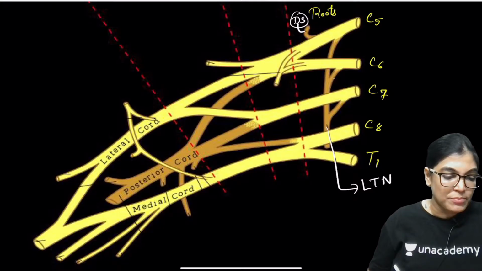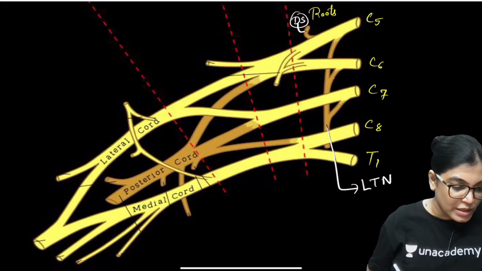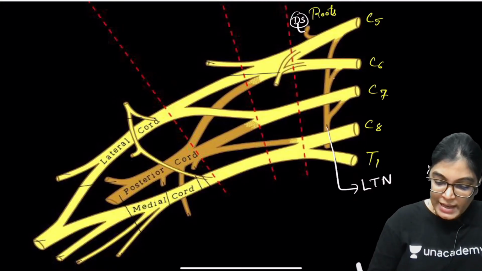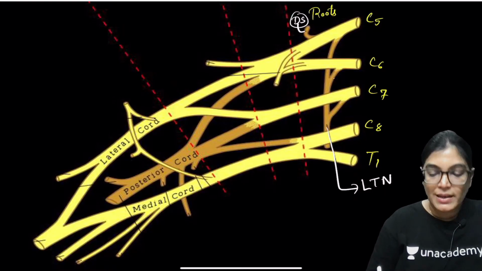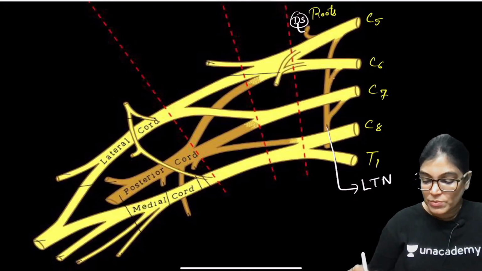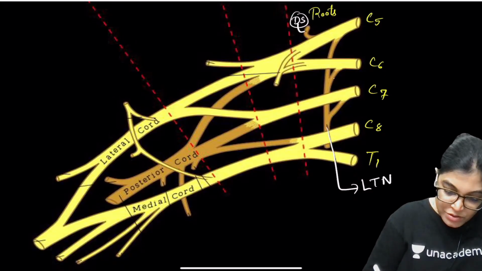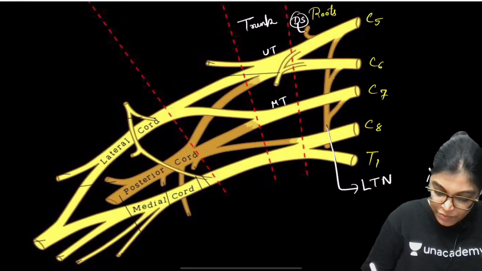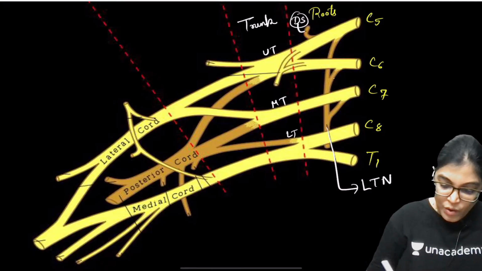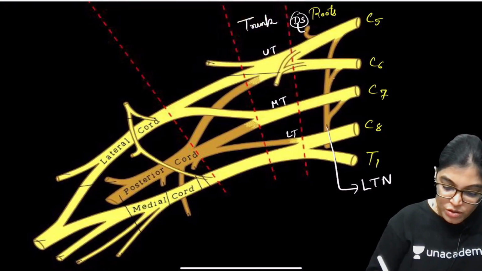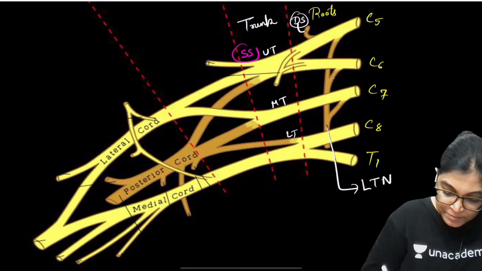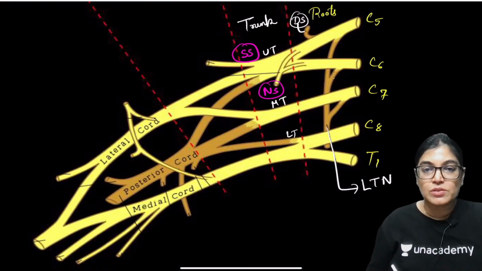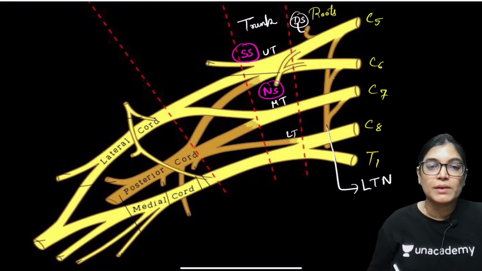Yes, the second part is lying behind the pectoralis minor. Absolutely right, Khabir. So, DS is the branch from the root, and the long thoracic nerve. Now, my dear students, this is the trunk. This is UT for upper trunk, this is MT for middle trunk, and this is LT. Now, only two branches are there from the upper trunk: this is SS and this is NS. NS means nerve to subclavius and SS means suprascapular nerve.